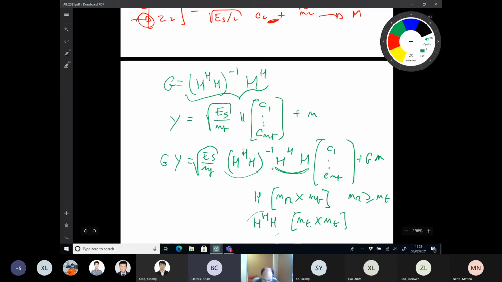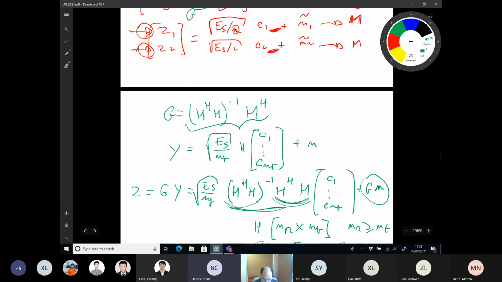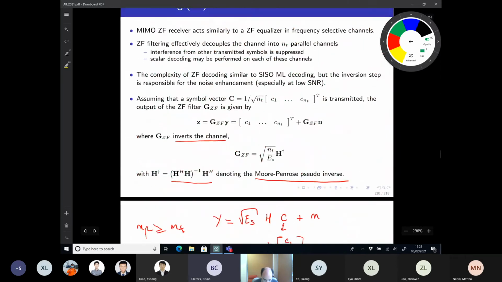And this one will cancel this one. And so effectively you're going to have an identity matrix here. And again, your observation Z, you're going to have C1 completely decoupled from C2, C3, C4, all the way to CNT. And you're going to have a noise here that is now affected by this pseudo inverse that you have applied. Okay, so this is what we have here.